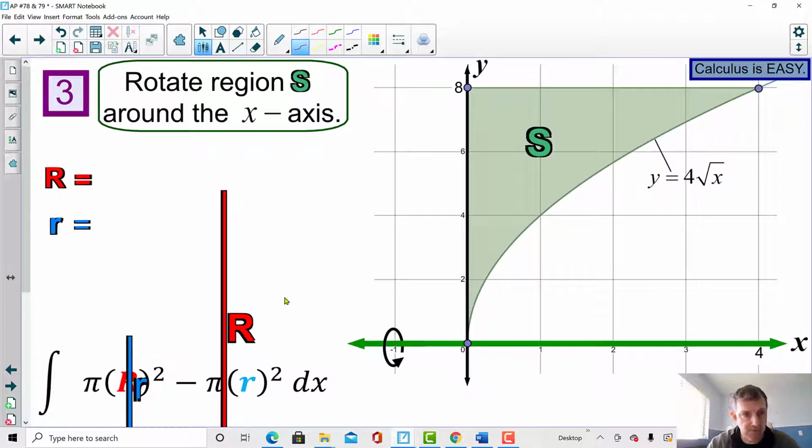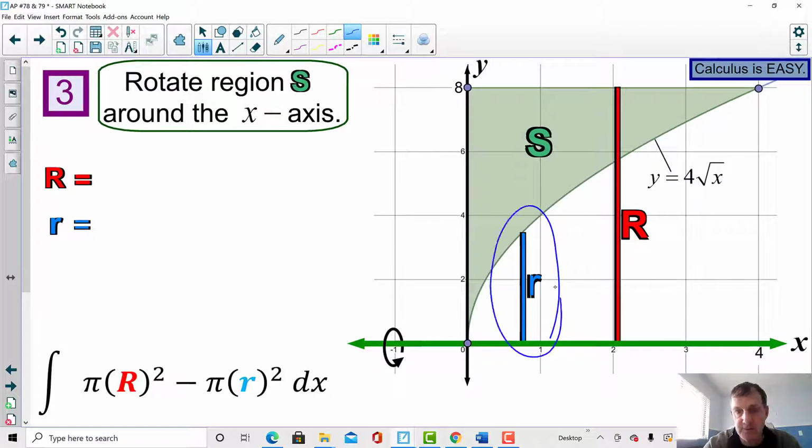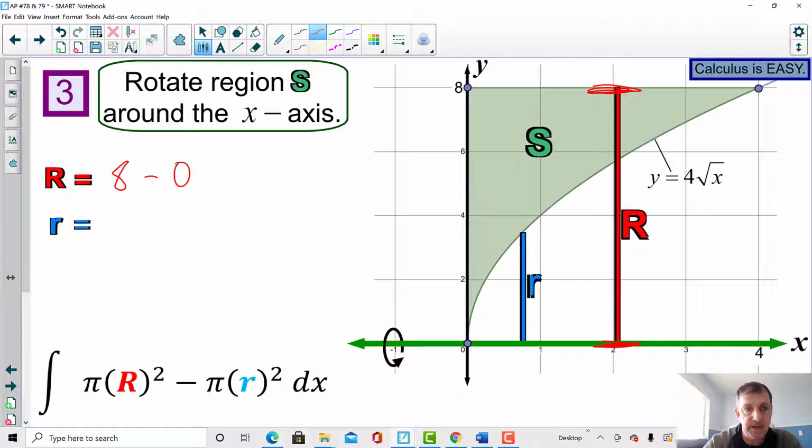All right, for example number 3, we're going to go ahead and rotate region S around the x-axis. You'll notice I put this little symbol here. It says we're rotating the region S around the x-axis. So our little radius is going to be this one here, and our big radius is going to be this one here. Let's go ahead and write down what that is. The big radius, I'm going to do top minus bottom. So it's going to be 8 minus 0. And of course, that's just going to give us 8.